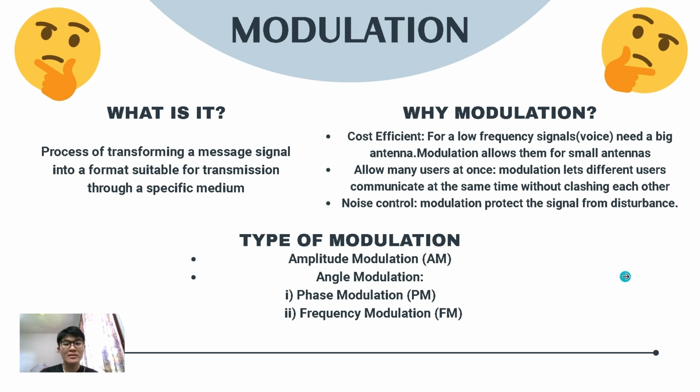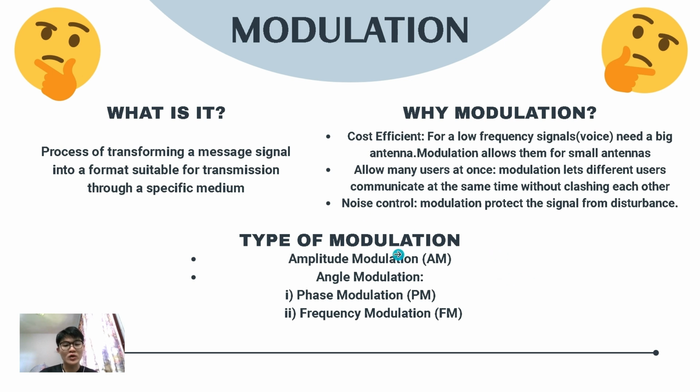So we need modulation because of cost efficiency. Low frequency signals like voice need a big antenna, but modulation allows them to use small antennas. The second one is that it allows many users at once. Modulation lets different users communicate at the same time without clashing with each other. And the third one is noise control. Modulation protects the signal from disturbance.